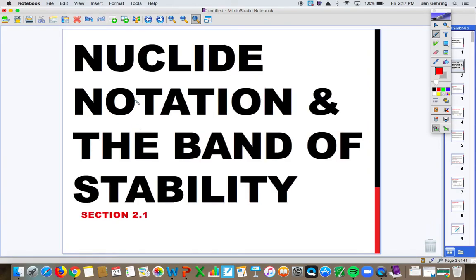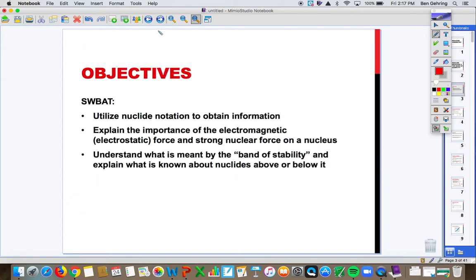So section 1, we're going to talk about what's called nuclide notation. A nuclide is any radioactive nucleus, or a nucleus in general is a nuclide. And we're going to talk about what's called the band of stability. So at the end of this lesson, you'll be able to utilize nuclide notation to obtain information, which you've done already. We just give it a different term. So you're going to do that again, and then we're going to look at the importance of what's known as electrostatic forces, or electromagnetic forces, and the strong nuclear force on a nucleus. We'll talk about both of those.